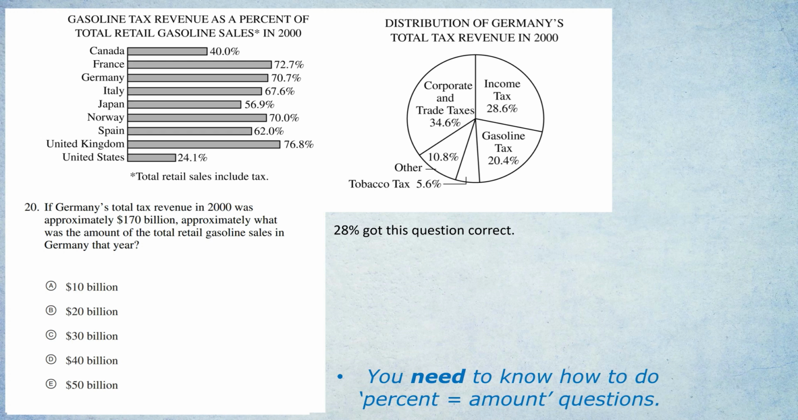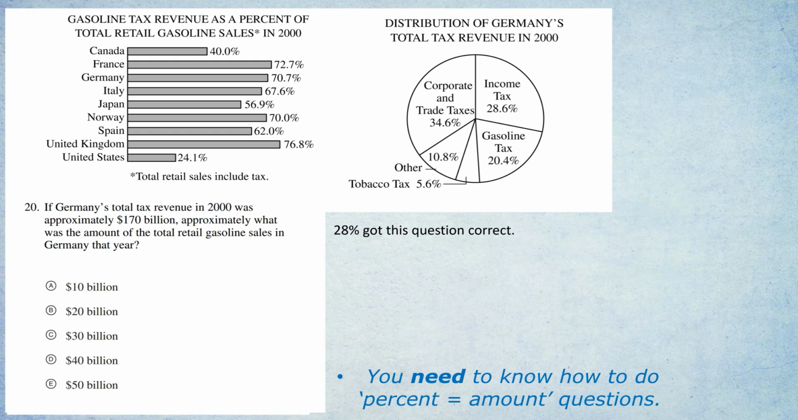Now I know what you're thinking, they didn't ask for gasoline tax, they asked about gasoline sales, but we had to use that total tax revenue somehow. So without even knowing what the end result would be, we knew that the gasoline tax would be relevant. Okay, so how can we use this figure of 35 billion for the amount of gasoline tax? Well, the title of the other chart says that it's the gasoline tax revenue as a percent of total retail gasoline sales. And we know Germany's gasoline tax revenue was 35 billion. So how can we use the fact that that 35 billion is 70.7% of Germany's total retail gasoline sales?